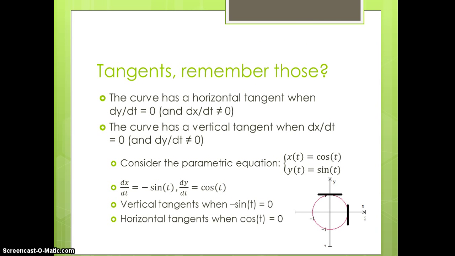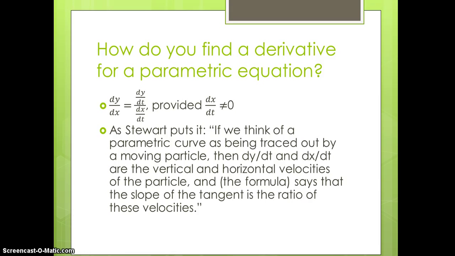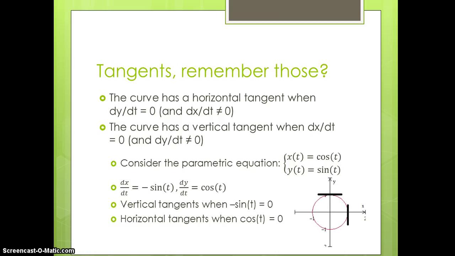That should make sense. If dy dt is equal to 0, that means we don't have any movement in the y direction. Similarly, the curve has a vertical tangent whenever dx dt is equal to 0, assuming dy dt is not 0. And looking back to the previous slide, we can see that's where our denominator is equal to 0. And that's where we have a vertical tangent.